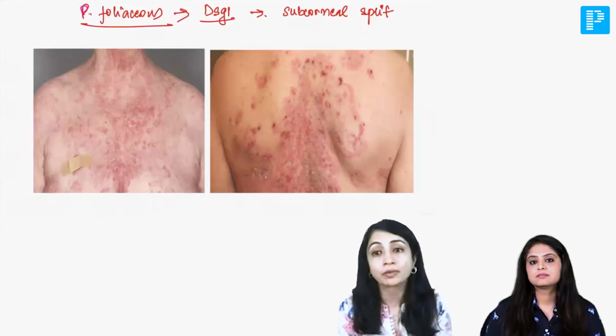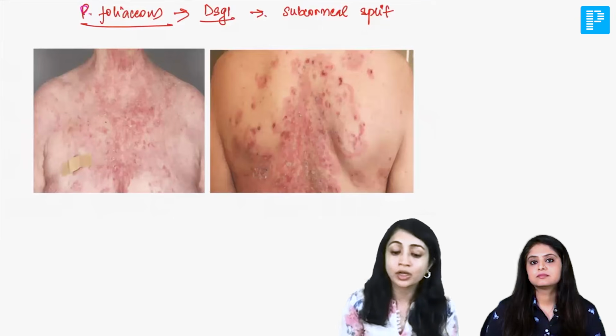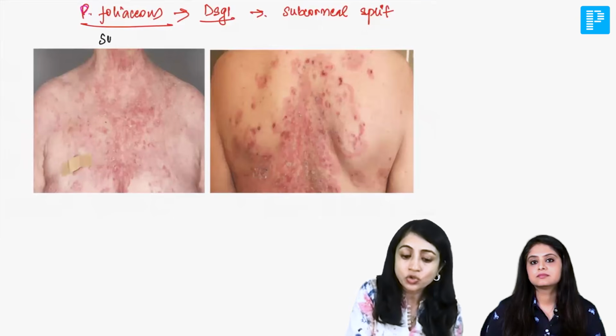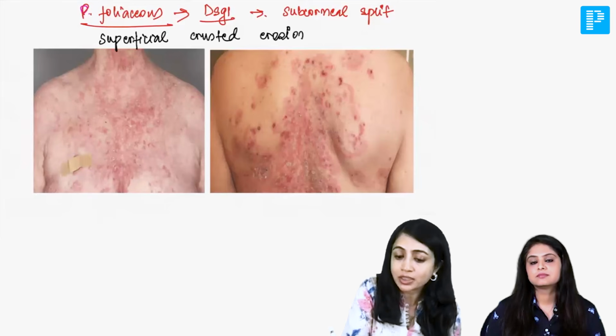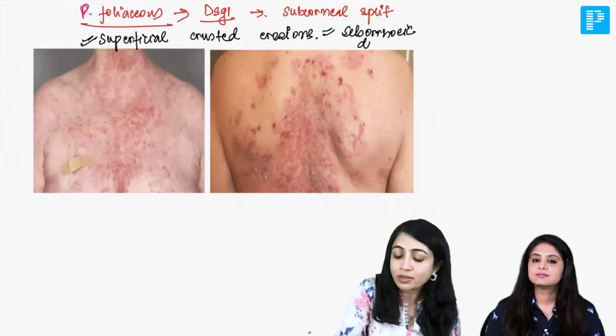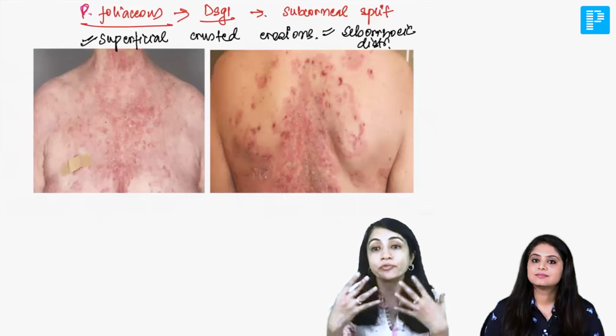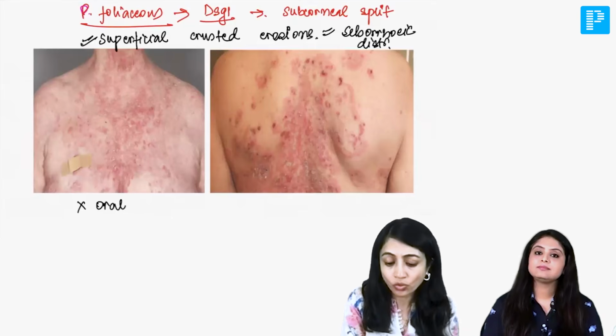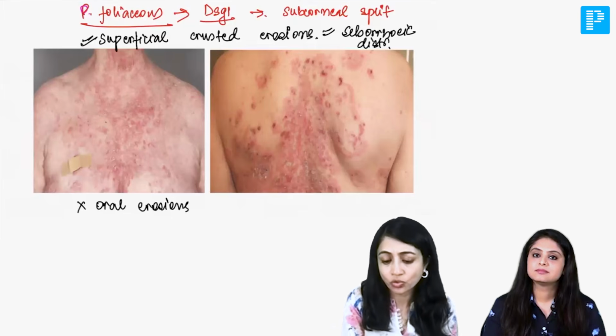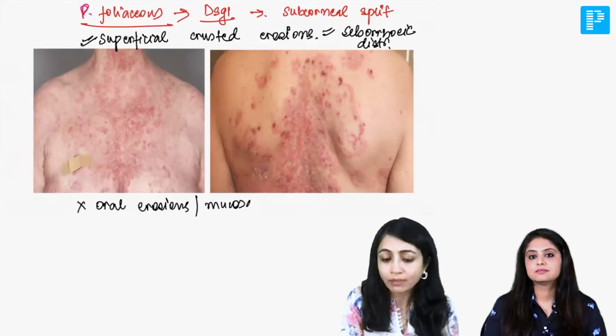So when a patient comes to you, you hardly see any bulla, and what you see are just superficial crusted erosions, which are present in a seborrheic distribution. So what do you mean by seborrheic distribution? They will be present on the face and on the upper part of the trunk, so upper chest or upper back. And very, very important, you will have no oral erosions or mucosal involvement, because in pemphigus foliaceus, desmoglein 1 is targeted.